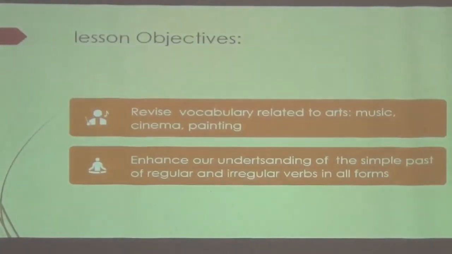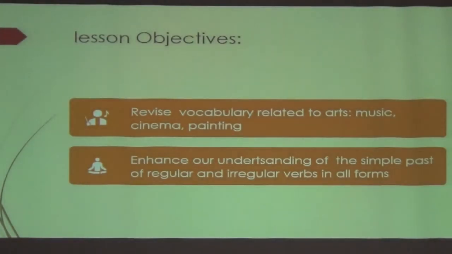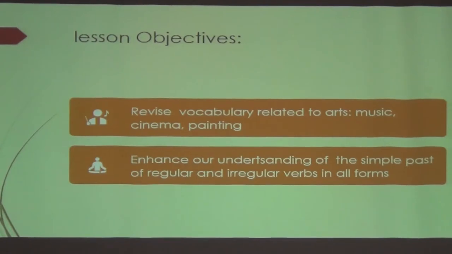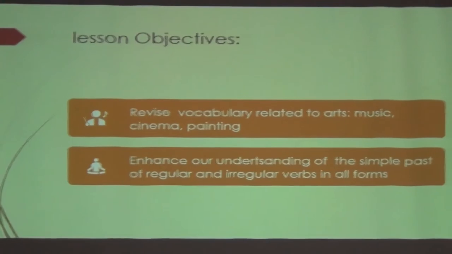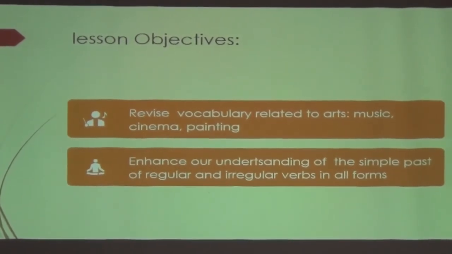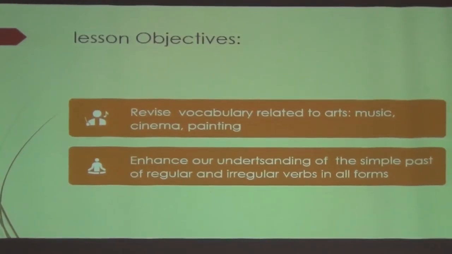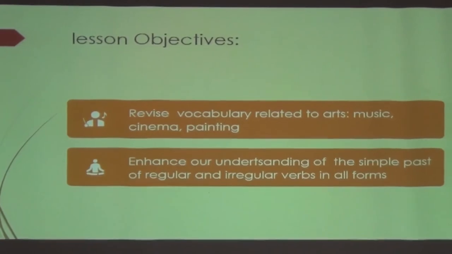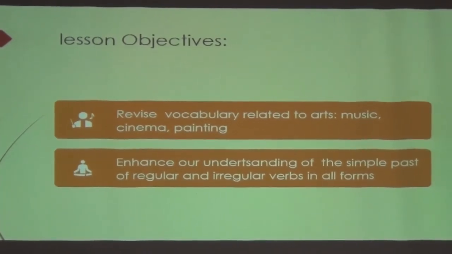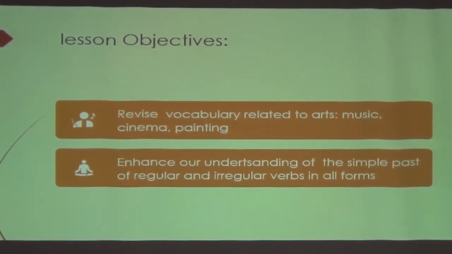So, the objectives of our lesson today are: first, we are going to revise vocabulary related to arts. For example, music, cinema, painting. Number two, we are going to enhance our understanding of the simple past of regular and irregular verbs in all forms: affirmative, negative, and interrogative.